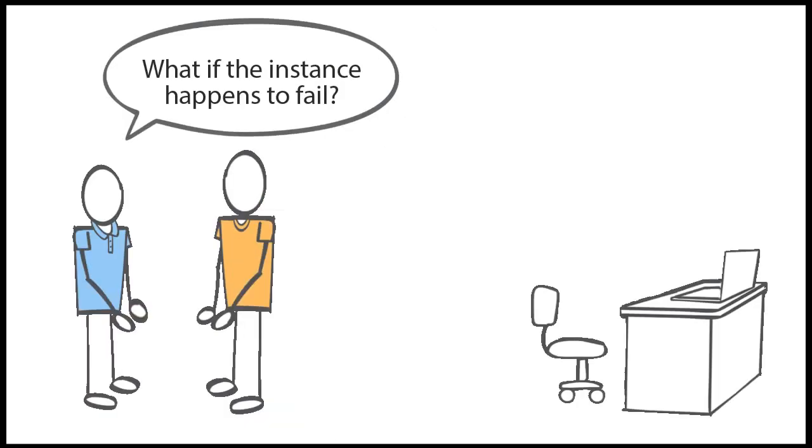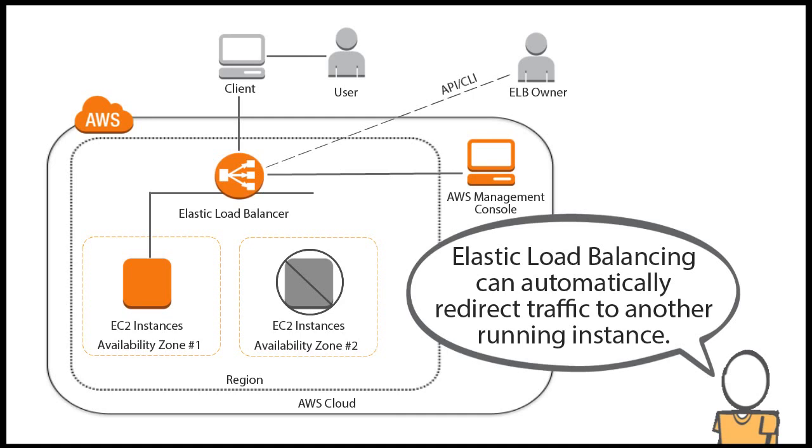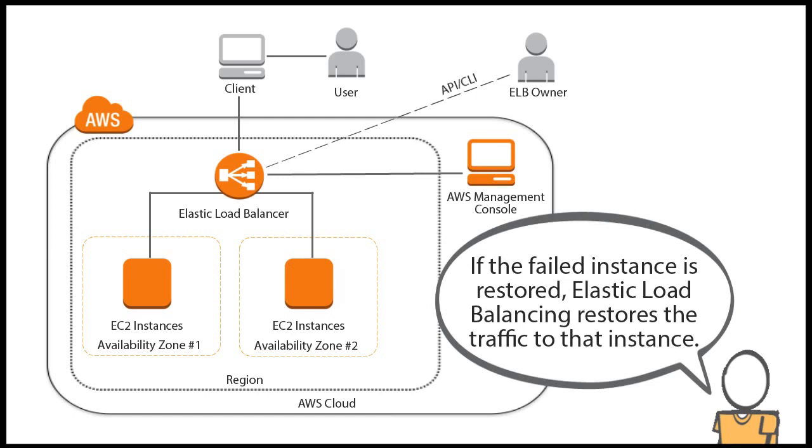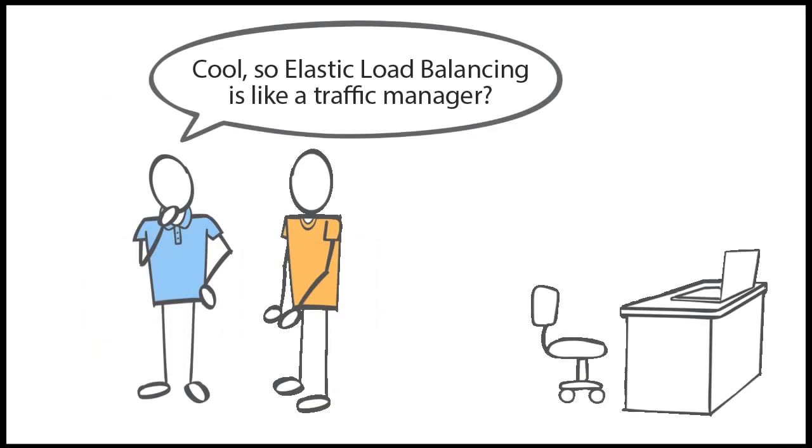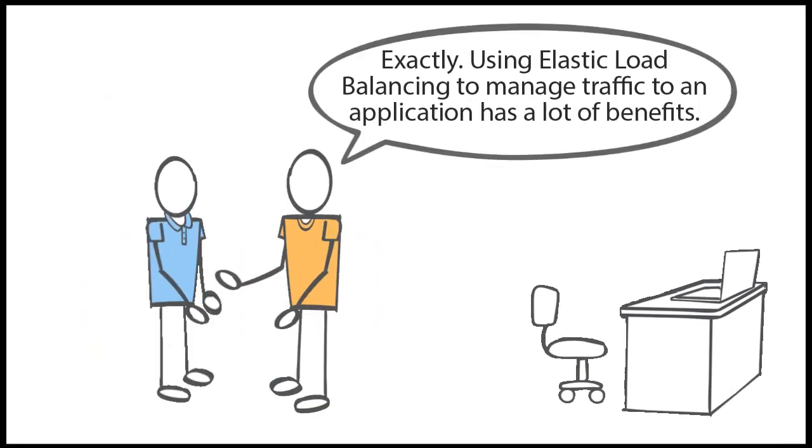What if the instance happens to fail? Elastic load balancing can automatically redirect traffic to another running instance. If the failed instance is restored, elastic load balancing restores the traffic to that instance. Cool, so elastic load balancing is like a traffic manager. Exactly. Using elastic load balancing to manage traffic to an application has a lot of benefits.